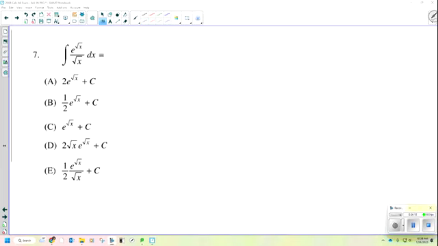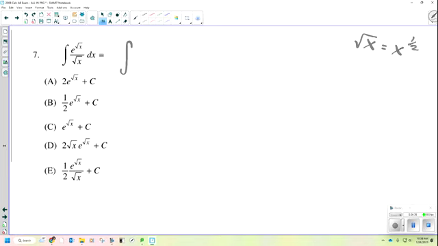Number 7, integrate e raised to the square root of x all over the square root of x. U sub, there ain't no way around it. Okay, first of all, let's rewrite this. Okay, it's the integration. The square root of x, that's the same thing as x to the 1/2. I hope you know that.